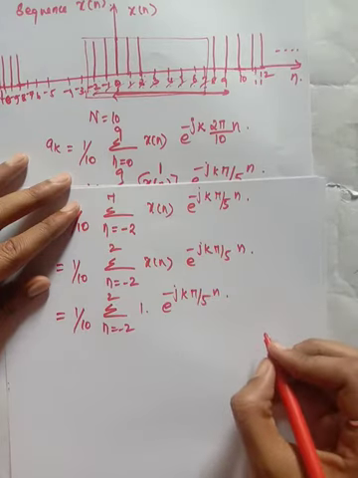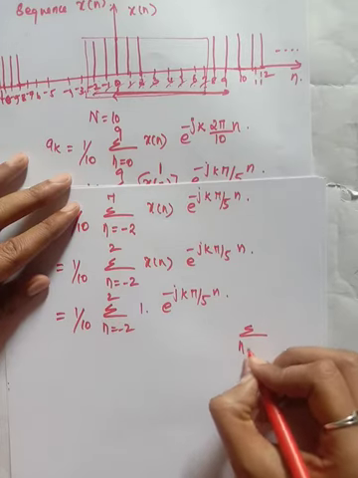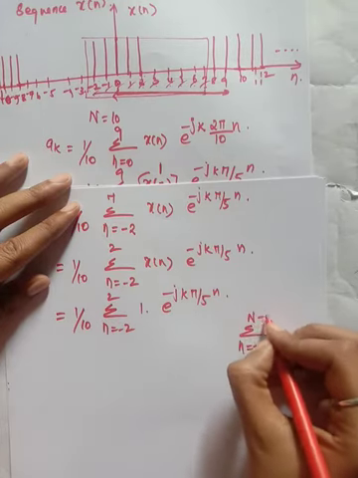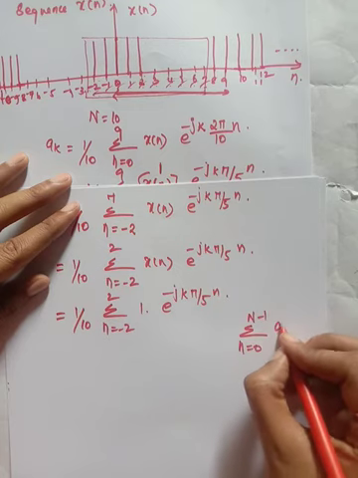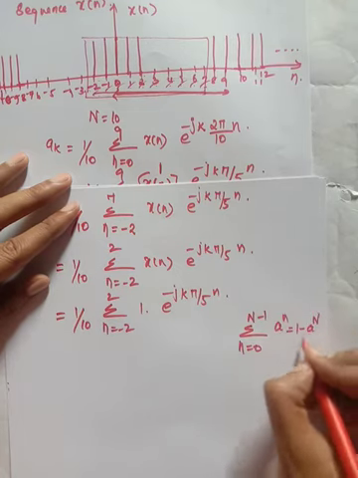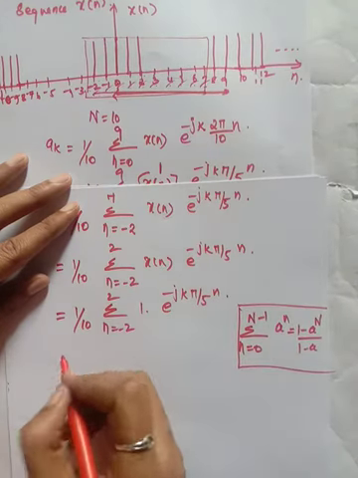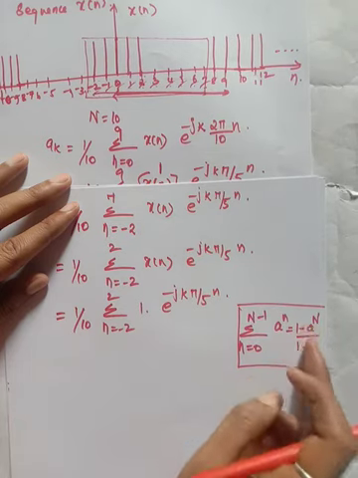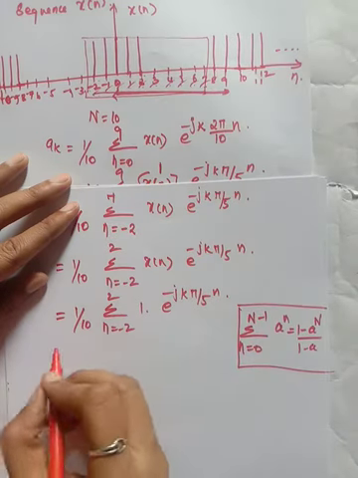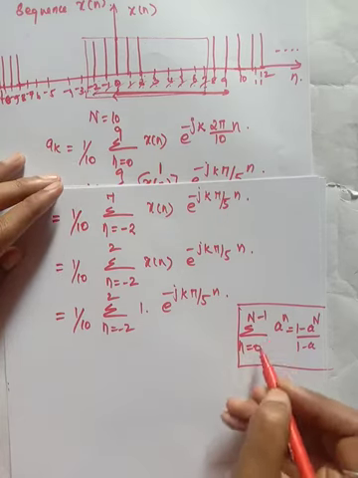Here I am going to use the formula: summation n = 0 to N-1 of a^n is equal to (1 - a^N) divided by (1 - a). So I am going to use this formula for simplifying it so that I can get some equivalent term. This formula is from 0 to N-1.